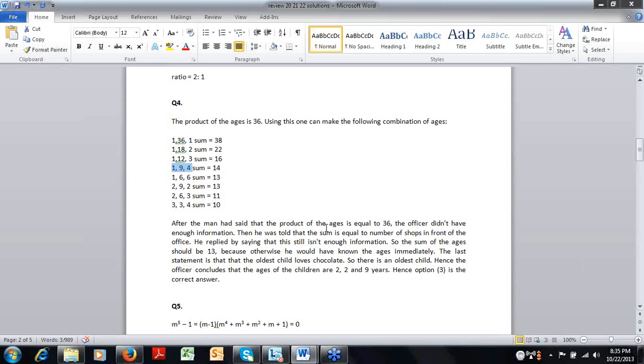After the man said the product of the ages is 36, the officer did not have enough information. Then he told that the sum of their ages is equal to the number of shops in the front office. He replied by saying that it's still not enough. So the sum of the ages should be 13, because otherwise he would have known the ages immediately. Obviously.